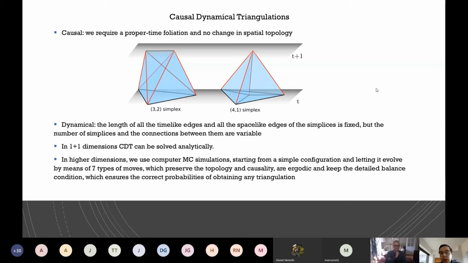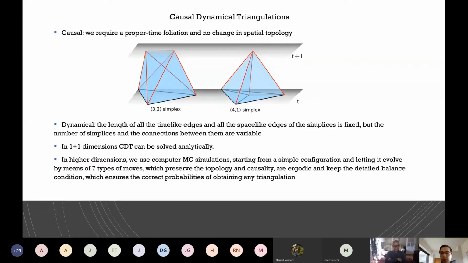And the triangulations are also dynamical, which means that the shape of the lattice is not constant. This is not a regular lattice, but what is constant is the length of the time-like edges and of the space-like edges, but the total number of simplices and the connections between them can change. And this theory can be solved analytically in 1+1 dimensions, but in higher dimensions there is no analytical solution, so we have to use computer Monte Carlo simulations.